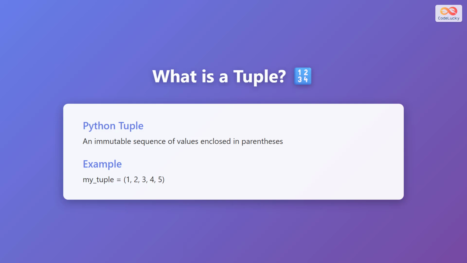Before we dive into the conversion, let's understand what a tuple is. A Python tuple is an immutable sequence of values enclosed in parentheses. Immutable means once you create a tuple, you cannot change its contents. For example, my_tuple = (1, 2, 3, 4, 5). The values are separated by commas and wrapped in parentheses.